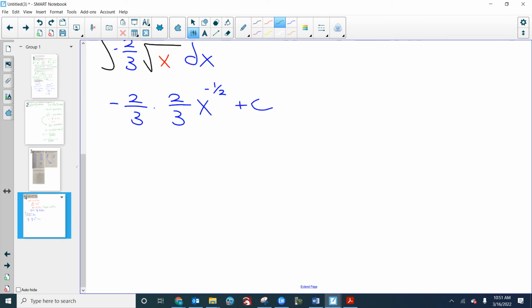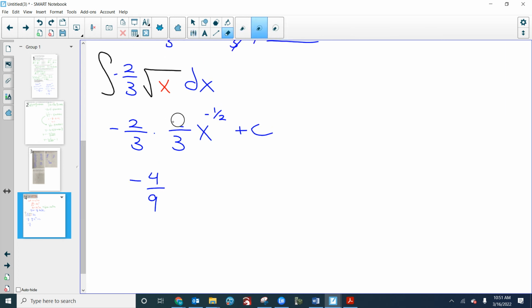So we get -4/9. 3/2. Thank you. 3. So we're adding 1 to the exponent. Oh my gosh. My goodness. Math for dummies, here I come.